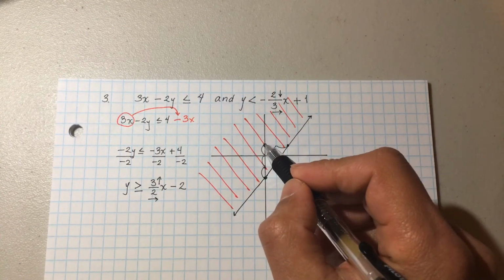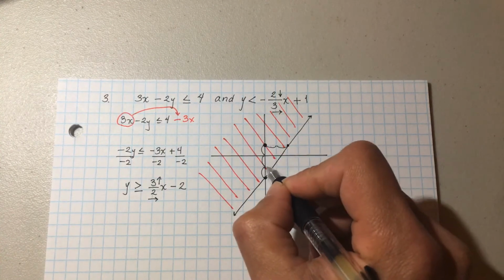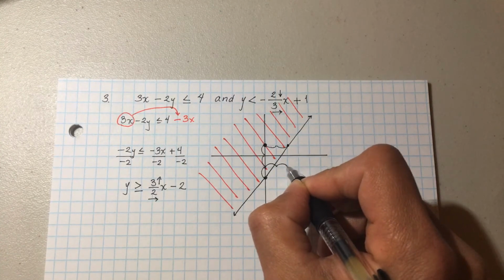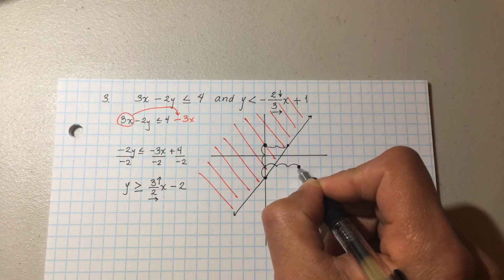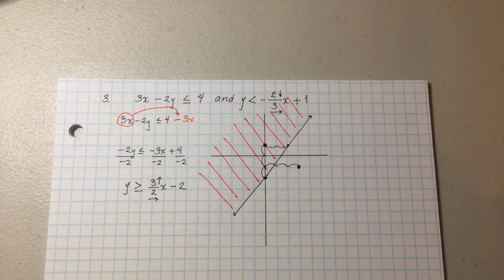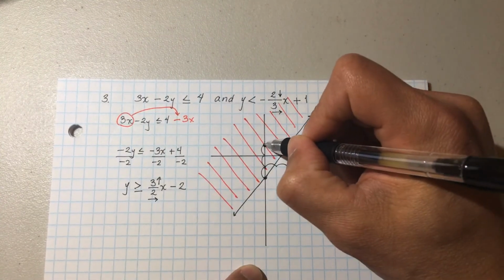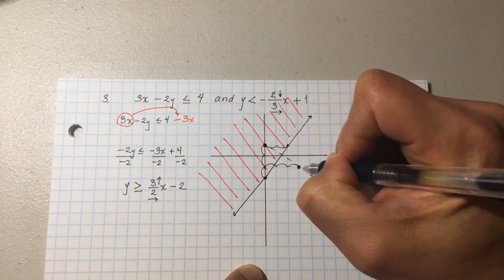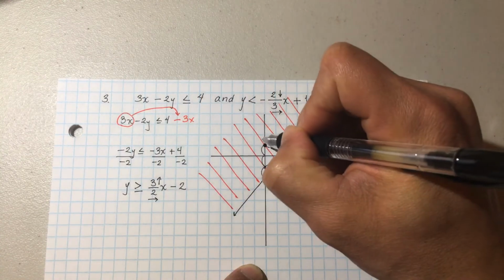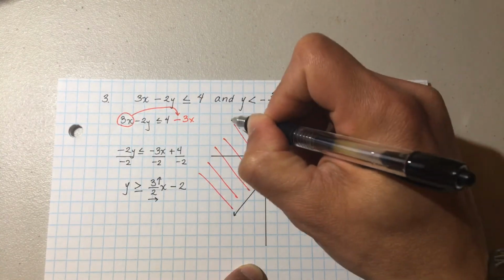So you're going to go down 2, 1, 2. And then you're going to go to the right 3. 1, 2, 3. Right here. Right there. So we're going to go ahead and connect it. And remember, the line is going to be broken. Here it is, broken line.